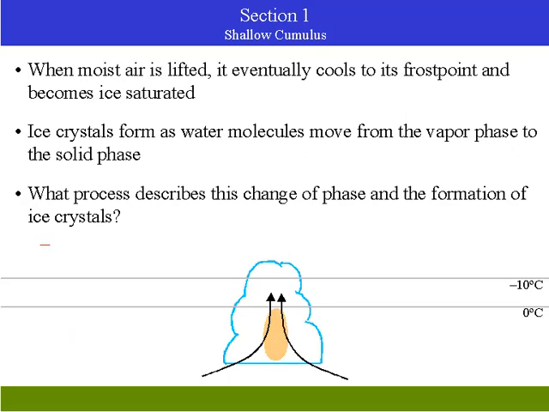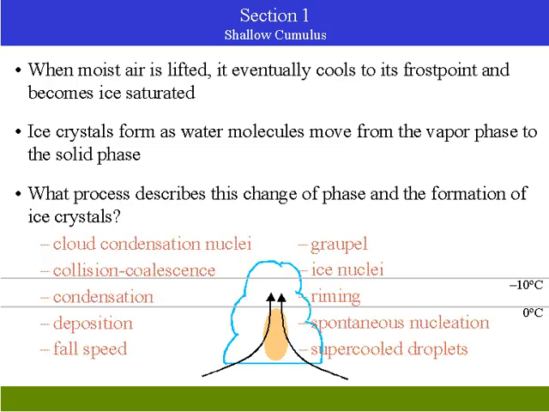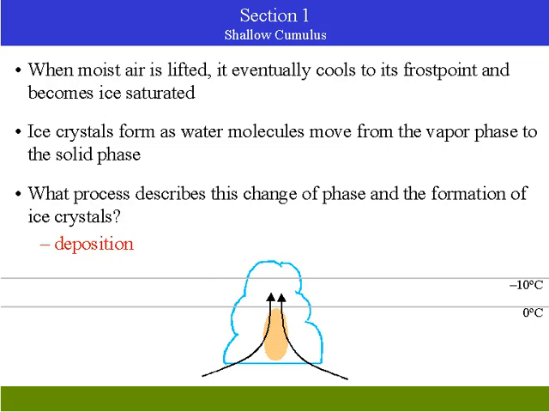When moist air is lifted, it eventually cools to its frost point and becomes ice-saturated. Ice crystals form when the water molecules move from the vapor phase to the solid phase. And we ask, what process describes this change of phase in the formation of these ice crystals? And the answer here is deposition. Ice crystals form by deposition as water molecules move from vapor phase directly to the solid phase.